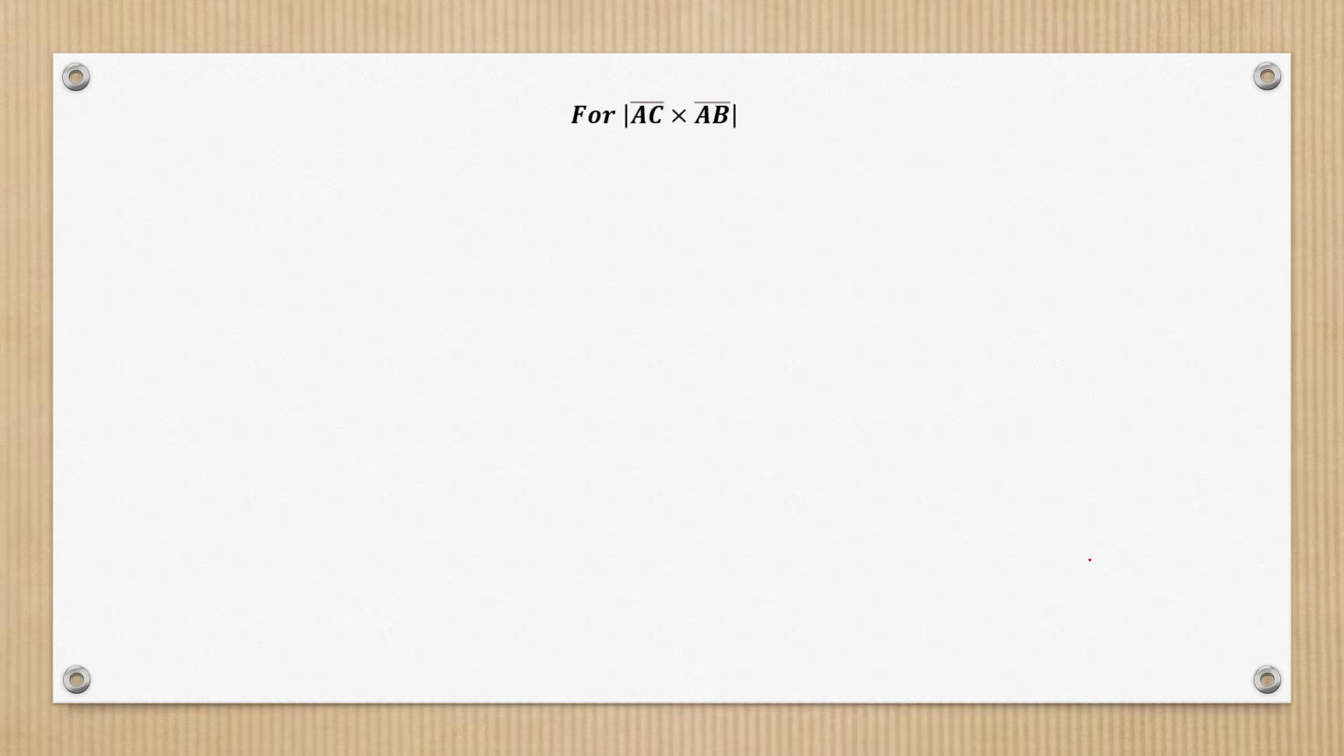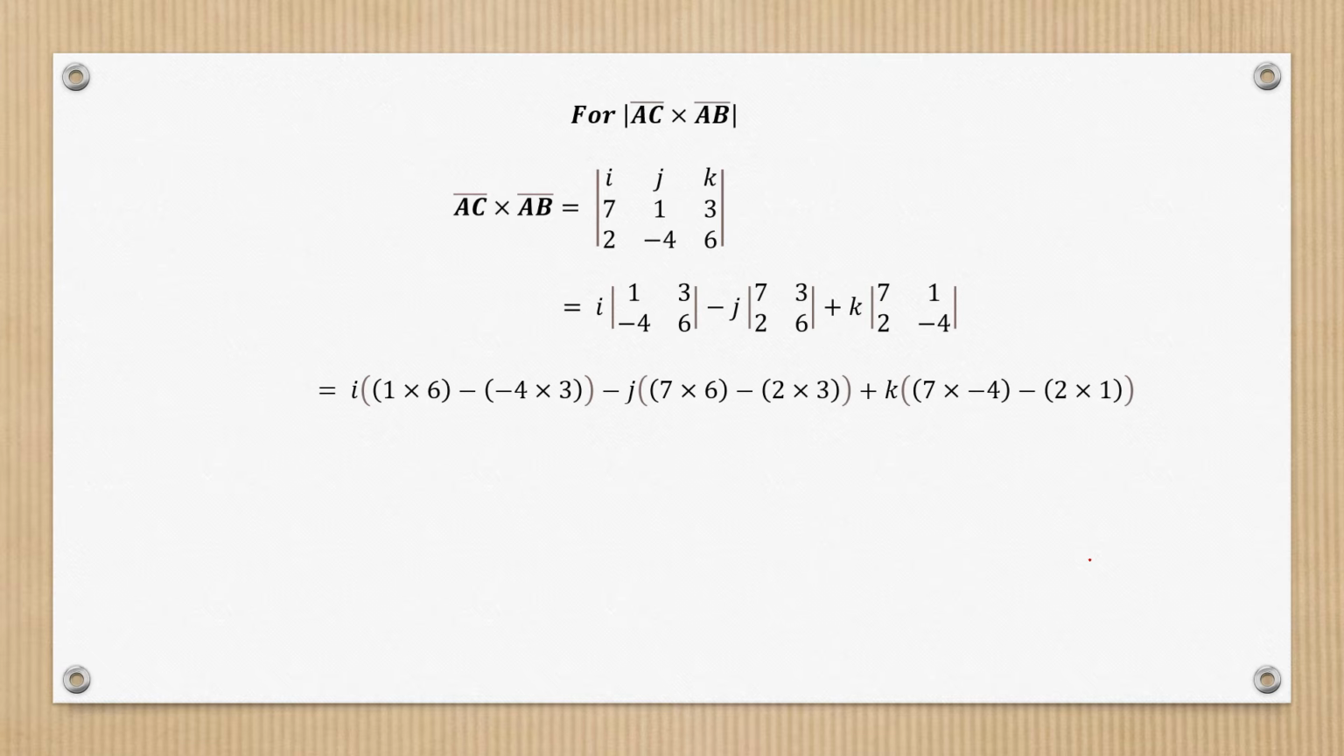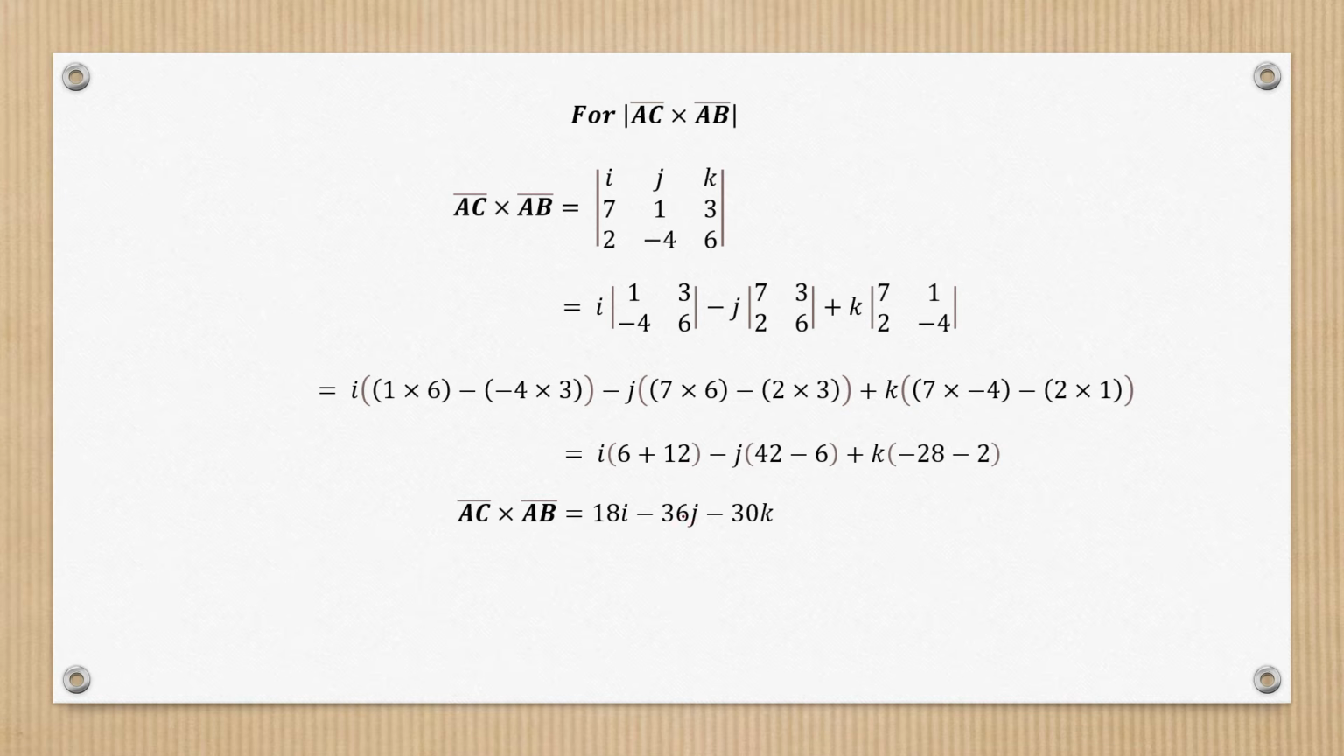So for the vector product of AC and AB, remember this formula, we're going to use the determinant representation, then we're going to expand it. When we expand it further, this is what we're going to have. Then when we multiply the values, we have the vector product being equal to 18i minus 36j minus 30k. And that is the value for the vector product.